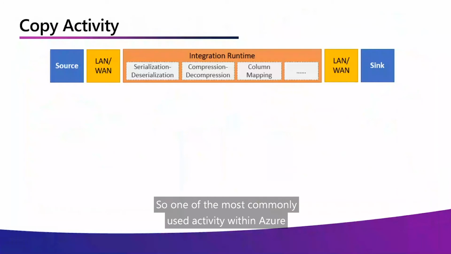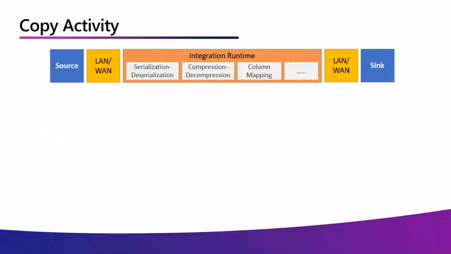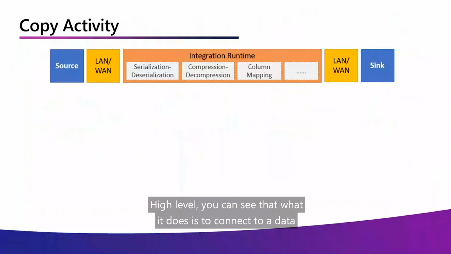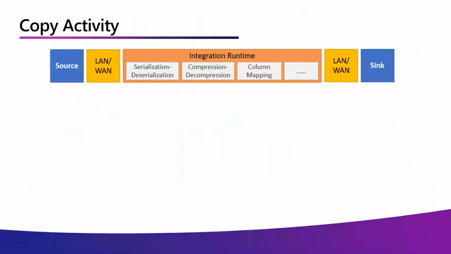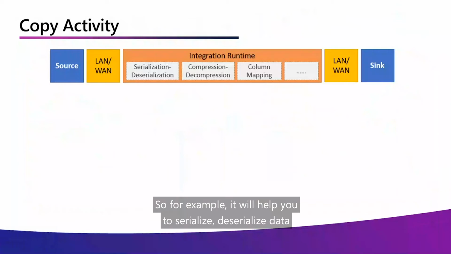So one of the most commonly used activities within Azure Data Factory would be the copy activity. At a high level, you can see that what it does is connect to a data source, whether via the internet, VPN, etc., which is a dedicated connection from your on-premises to the cloud, depending on your settings and depending on the sources. You can see in the middle, the integration runtime is the machine that actually does the work for you. So for example, it will help you to serialize, deserialize data, compress, decompress data, and also perform some of the column mappings and etc. So finally, after all these tasks, your data would be loaded into a target destination.